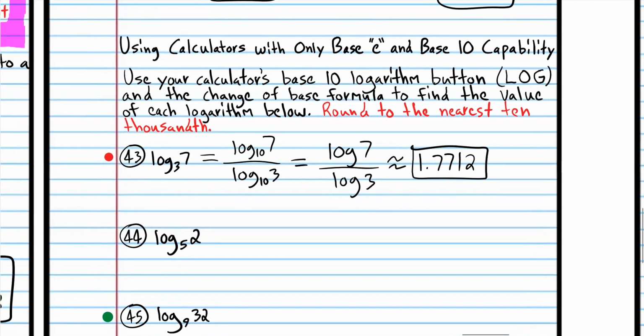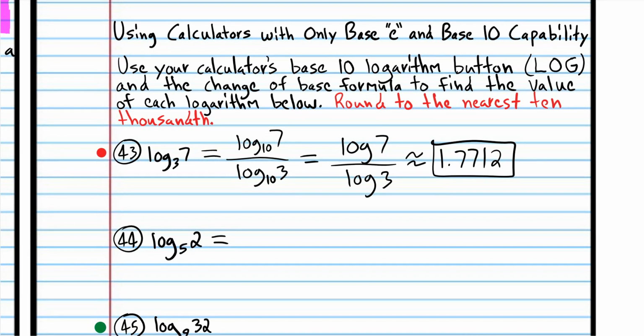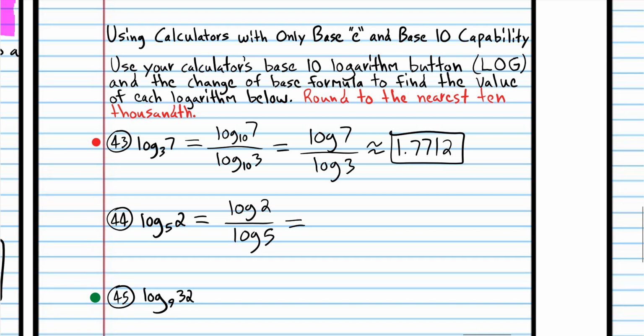So again, if we assume that we only have base 10 capability, then we're going to use the change of base formula to calculate the value of the logarithm. So let's try it again. We don't have to do this intermediate step as long as we know we're using base 10 logarithms.